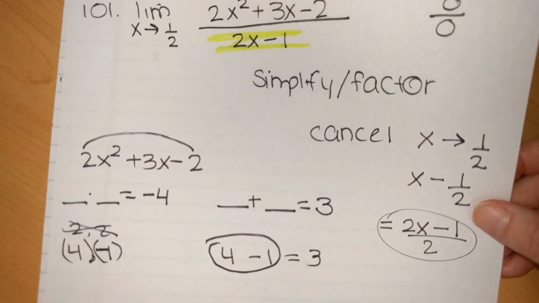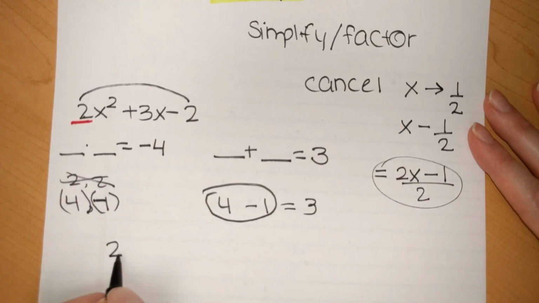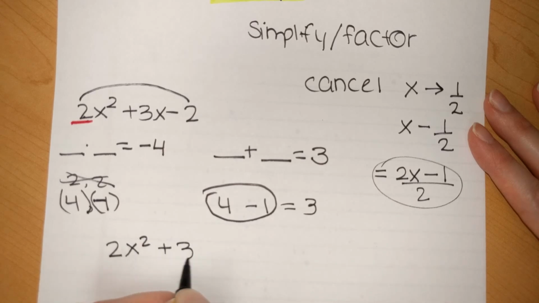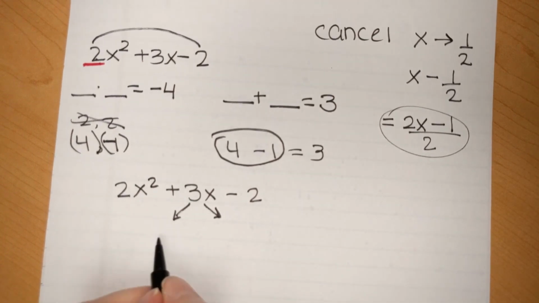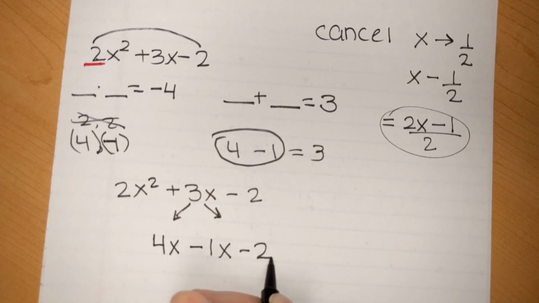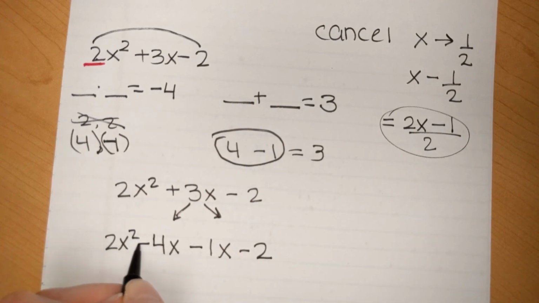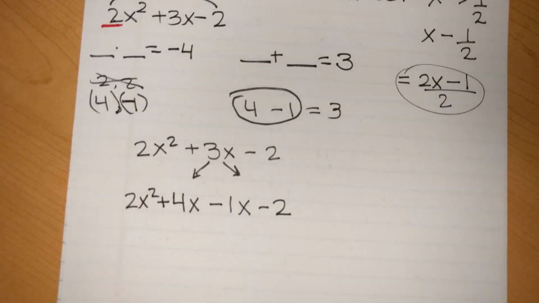And the reason why we can't plop it down is because we have a 2x squared rather than a 1x squared. So what I have to do is I have to have some method for factoring here, and the way that we talk about this is splitting up this middle term. So this 3x becomes 4x minus 1x minus 2, and then the 2x squared tags along. Okay, so we split up the 3x into 4x minus 1x.